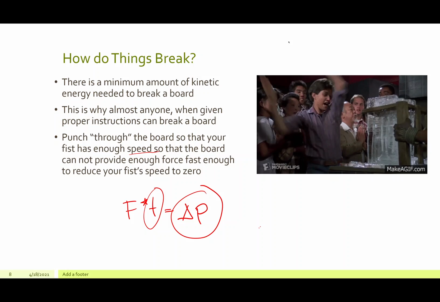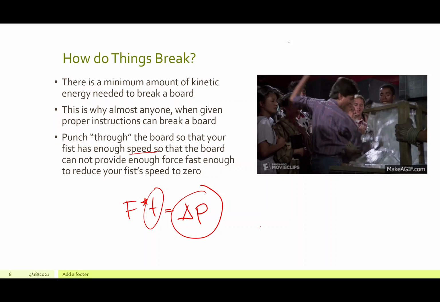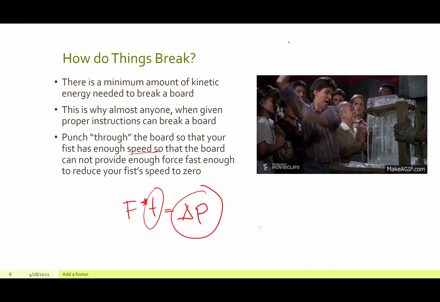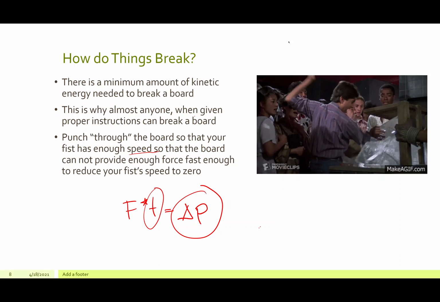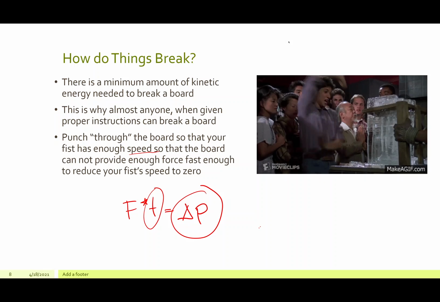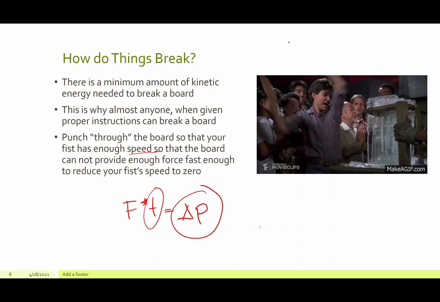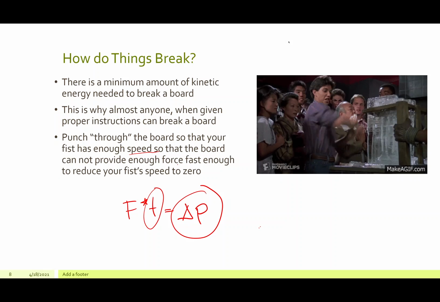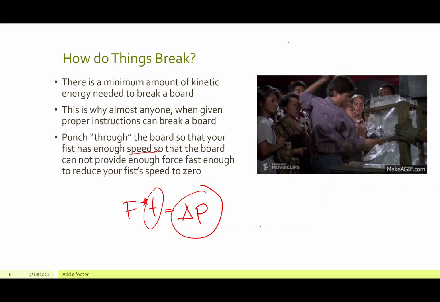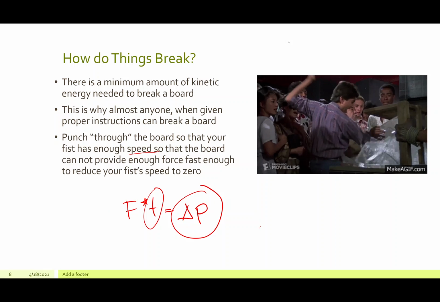So how do things break anyway? The kinetic energy absorbed by the board is what causes it to break. So essentially, we just have to move our hand fast enough. This is why almost anyone, when given proper instructions, can break a board. We're told to punch through the board so that our fist has enough speed and the board cannot provide enough force fast enough to reduce the fist's speed to 0. As you can see, it required at least 5 joules of kinetic energy to break the board.